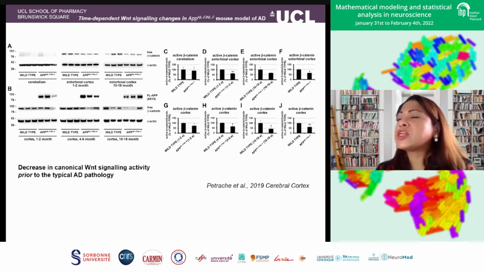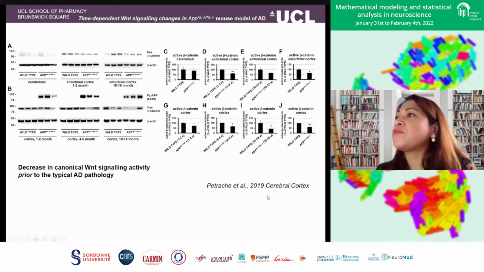One other thing we did, as I mentioned, was some molecular biology. We looked at Wnt signaling proteins, and these are presynaptic or postsynaptic. Presynaptically, these proteins are important in synaptic maintenance. Postsynaptically, Wnt signaling is important for postsynaptic receptor clustering and, for example, glutamate receptor trafficking. And we find that the Wnt signaling is different in the Alzheimer's disease mouse compared to the wild type control. This has been published in Petraki et al.